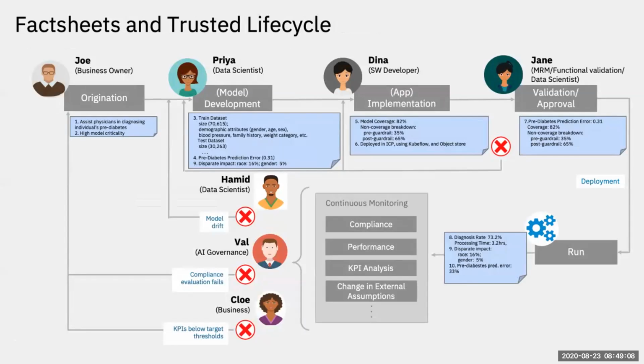So a fact sheet isn't just a piece of paper that you have at the end. It's actually a methodology for governing the AI lifecycle better than you would without. As we see, there are different personas that touch data and models as they pass along the development process. There's a business owner who is defining the problem, specifying it in conjunction with the data scientist, who's then developing the model. There's later a software developer, there's a validator, there's continuous monitoring, and so forth.